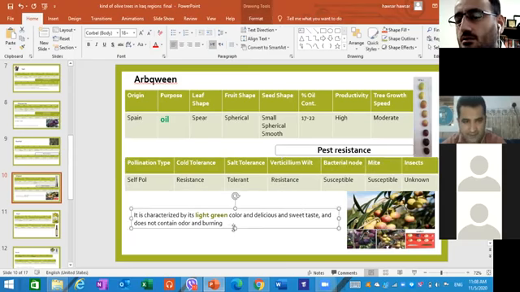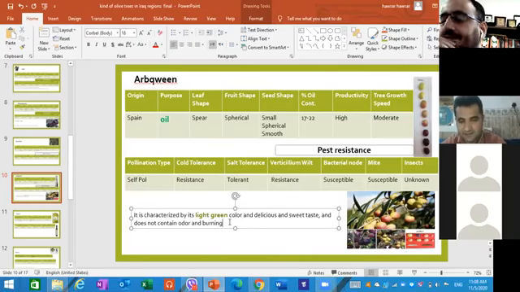And it is characterized by the light green color, and it is delicious, and the taste is sweet, and it does not contain odor and burning.